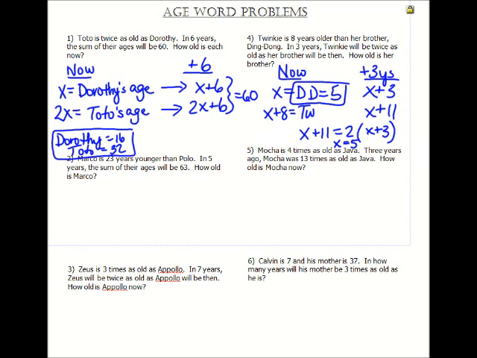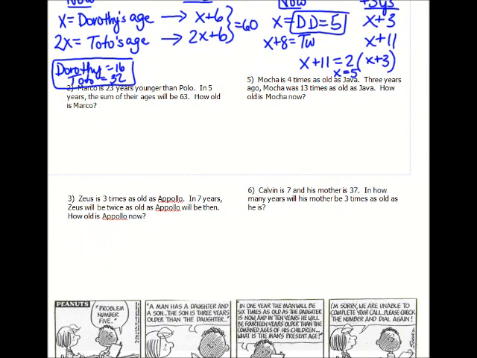Let's do number 6, because 6 is kind of tricky. Calvin is 7 and his mother's 37. So your question is, why are you even asking me this? Well, they want to know, in how many years will his mother be 3 times as old?